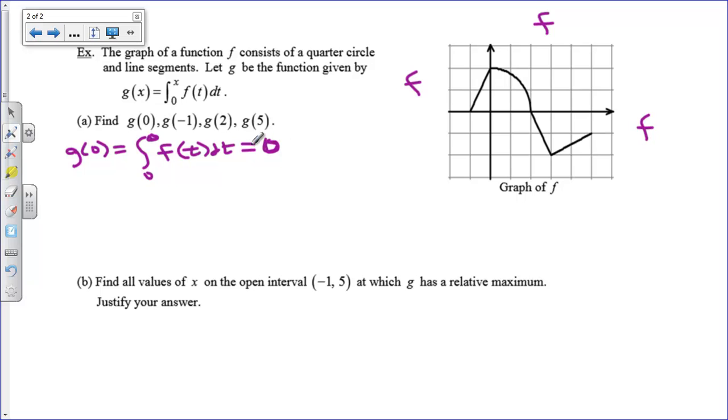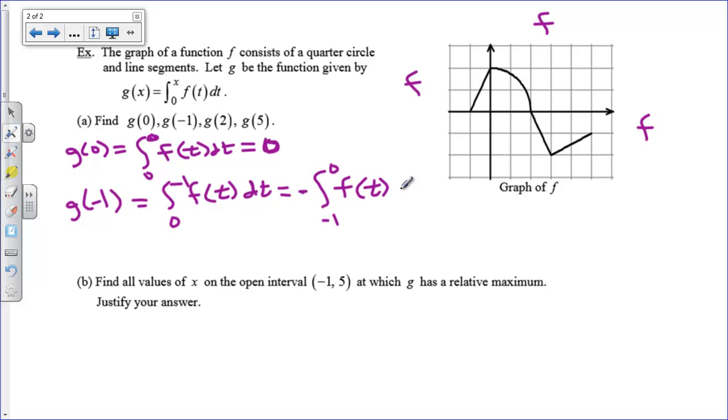All right, g of negative 1 is going to be, replace your x with negative 1, we get the integral from 0 to negative 1 of f of t dt. And we know how to deal with that. Negative 1 is actually smaller than 0, so we want to flip this around. And we're going to call this negative integral from negative 1 to 0 of f of t dt. And we've just spent a long time understanding what an integral will do. An integral is the net signed area under the curve of the graph between your values negative 1 and 0.